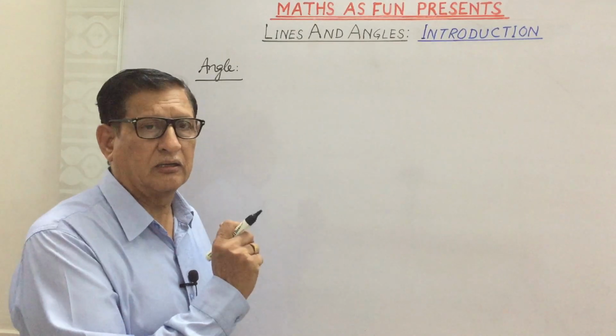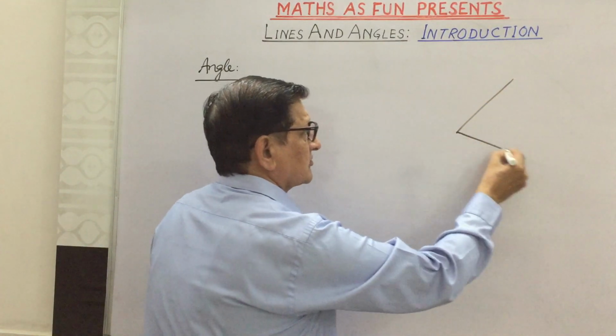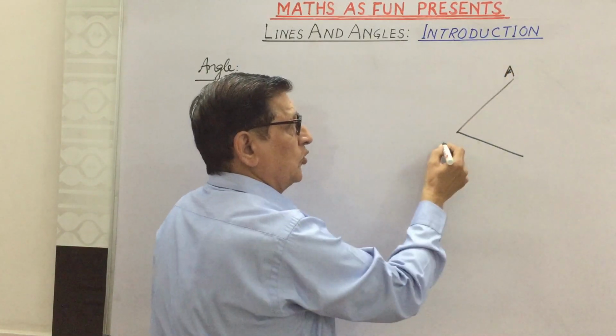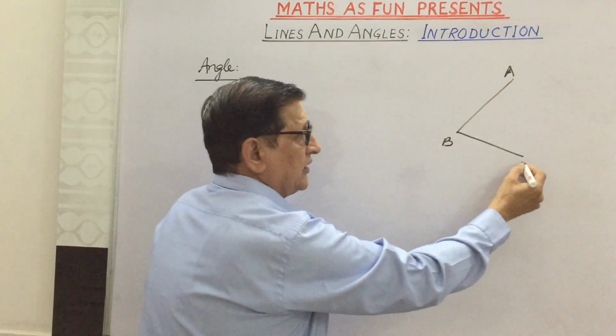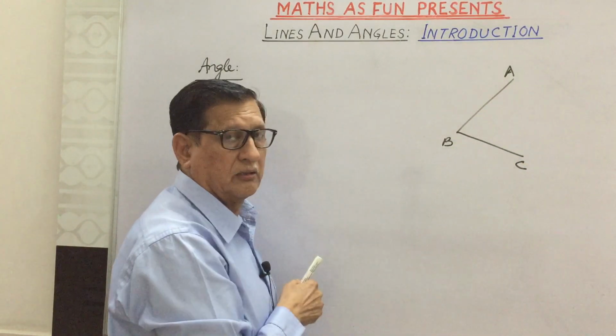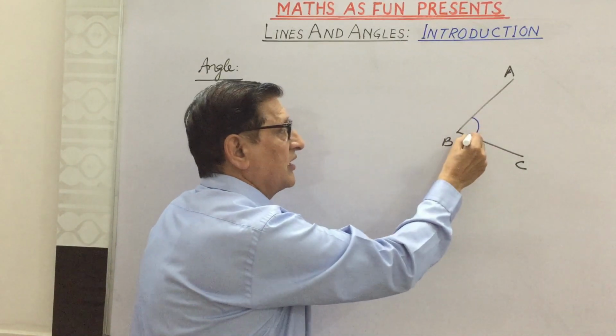What is an angle? An angle is formed like this. Suppose these are two line segments AB and BC. They are meeting at a point B. Then an angle is formed. This is the angle.